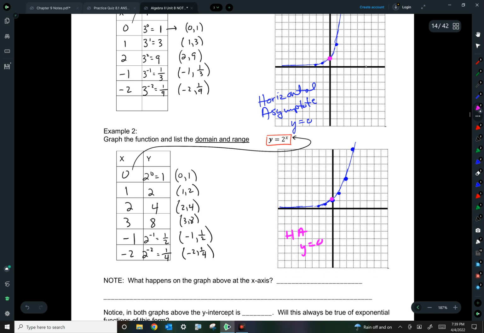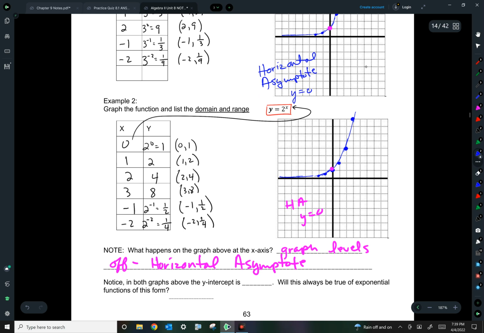So what happens on the graph above at the x-axis? Well, that's where we said that the graph levels off. I'm going to write this down. Remember, we called that a horizontal asymptote.